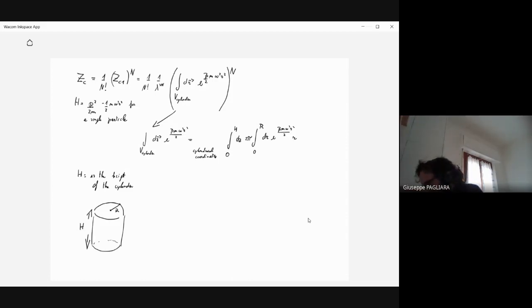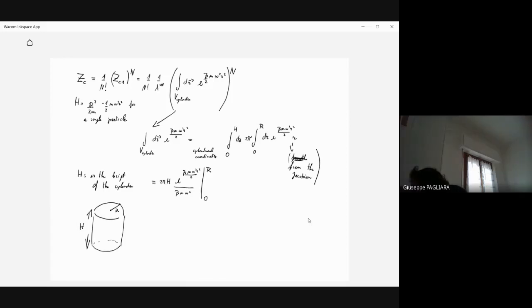That should be the calculation. This r comes from the Jacobian. Okay, so this is equal now to 2 pi h. Then I have e to the beta m omega squared r squared divided by 2, divided by beta m omega squared, computed between 0 and r. Let me check if this is correct. If I derive this quantity, I get the exponential, and then I have m omega squared beta. Yeah, that cancels with that. Okay, that should be correct.